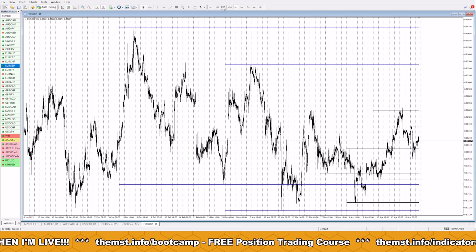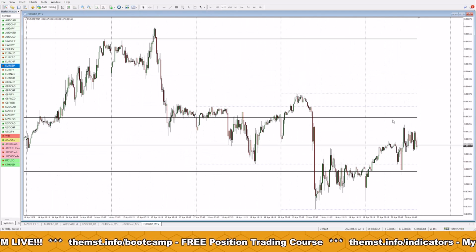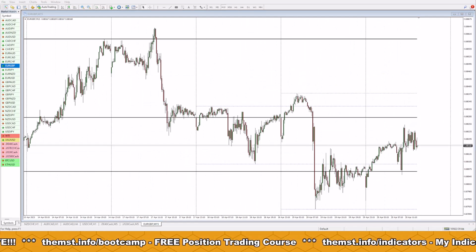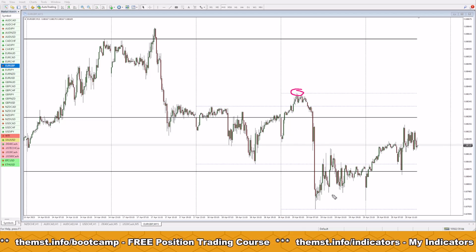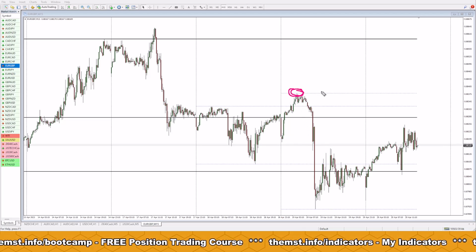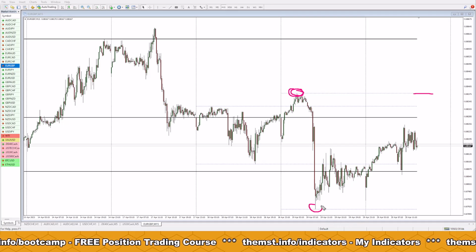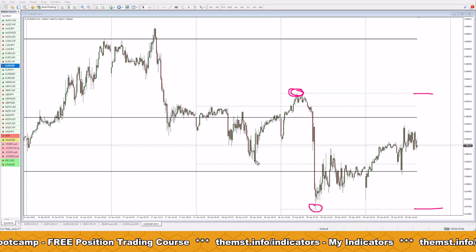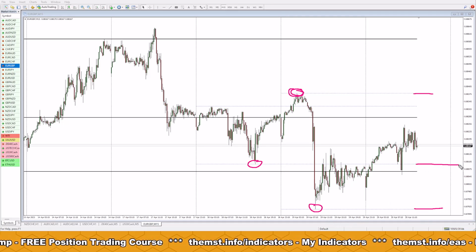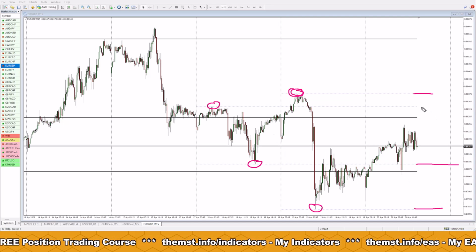And again, if I zoom in a little bit more and go down to the 15-minute chart, you'll be able to see those daily ones a little clearer. So that's yesterday's high there. That's yesterday's low there. That is the previous day's low there and the previous day's high there.